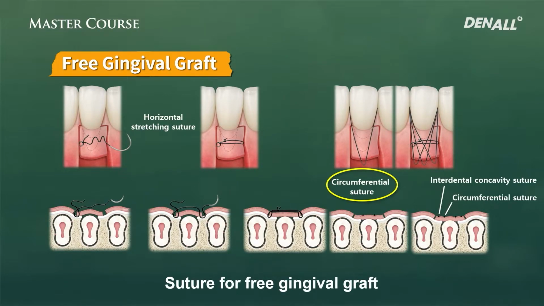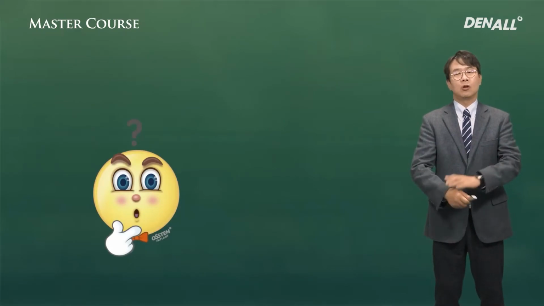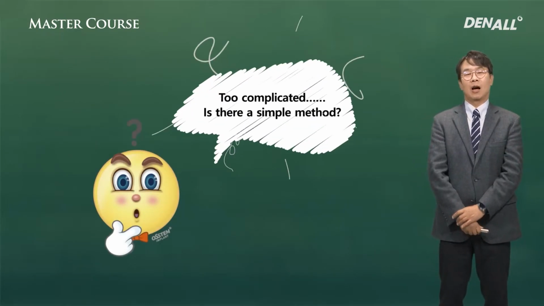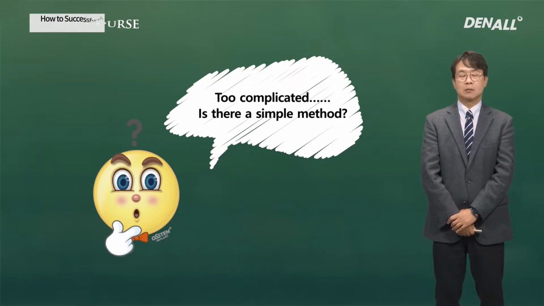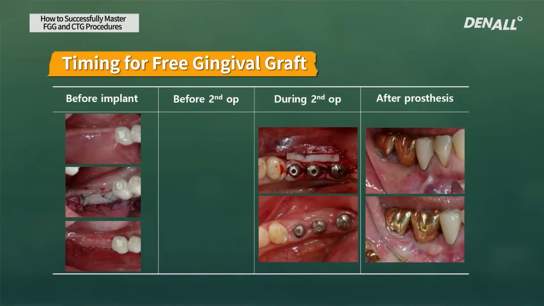Horizontal stretching, the middle portion is stretched, and from the upper side, if it goes down circumferentially or interdentally, they are called the circumferential suture and interdental concavity suture. But a matrix suture is used to press down the graft. The most important thing is the circumferential suture that presses down the graft. They look very complicated. Is there a simple method? Yes, there is. Let's have a look at them using examples.